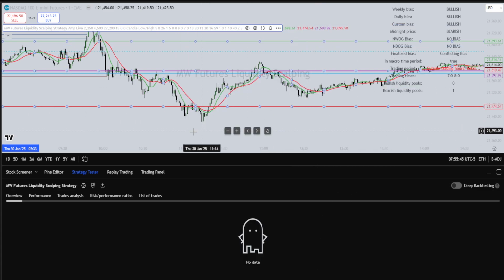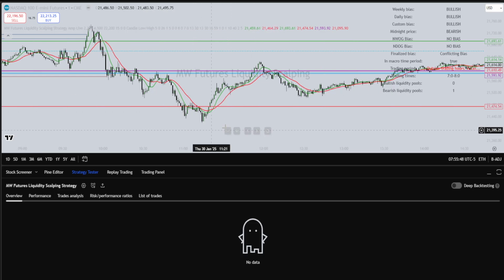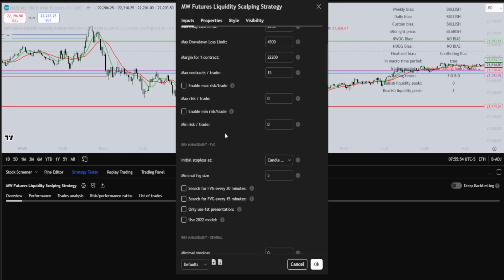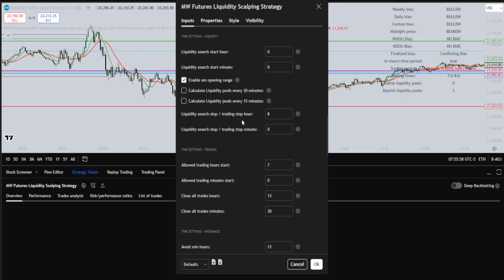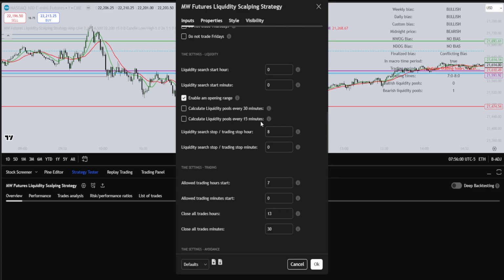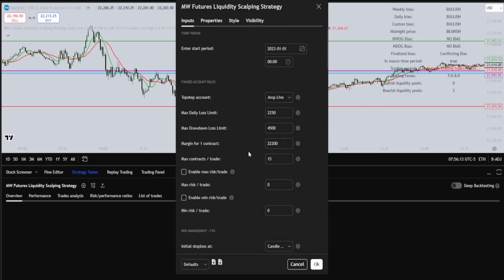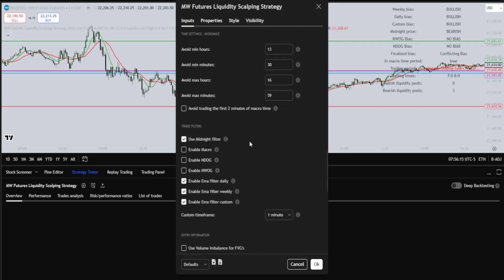And we see that we do not have any trades right now with these settings from the past 28 days. But once you start fiddling around with, all right, let's say that our liquidity can also be calculated every 30 minutes. Okay, we don't have any trades now. Calculate every 15 minutes. Also doesn't generate any trades. All right, let's see. What else can we change?